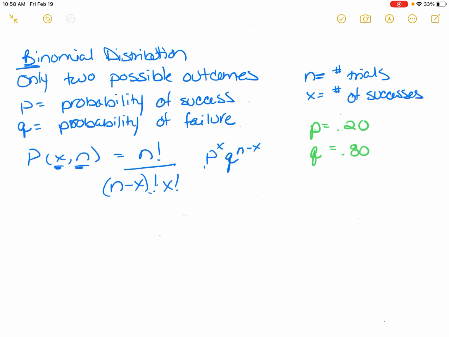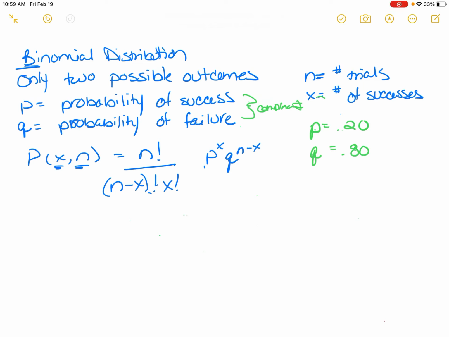And we know this because P and Q, these are complements. That means that Q is equal to 1 minus P, right? So these two things together, P and Q together, sum to be 1. So let's talk about some of these examples that they give you.